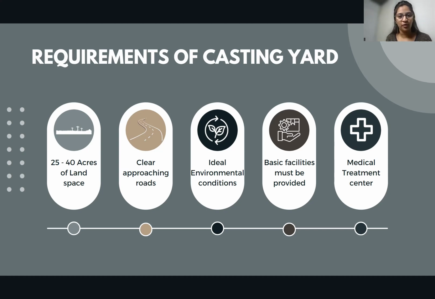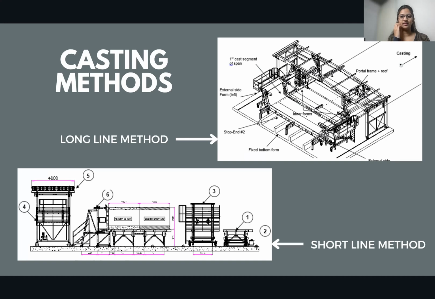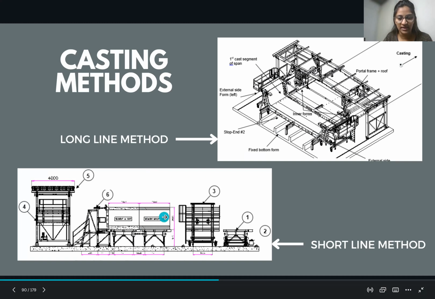So next, moving forward, let's see what the methods of casting are. There are two main methods by which casting takes place. One is called the long line method, and one is called the short line method. Now you roughly have an idea about the segments that we were talking about. These segments over here, you can see, are the segments that have been cast.